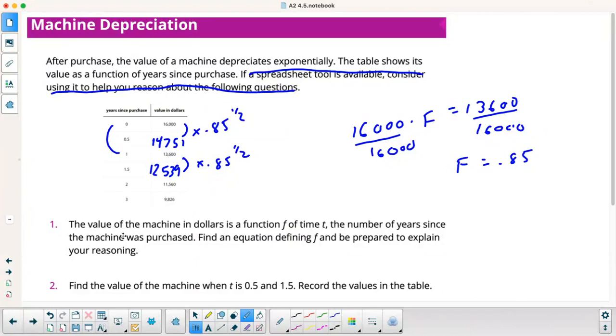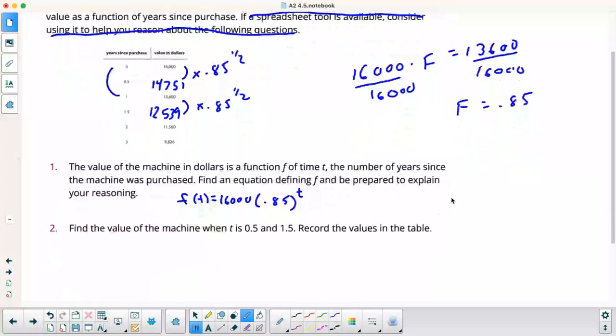I might have already answered it. The value of the machine in dollars is a function of time t, number of years since the machine was purchased. Find the equation defining F. Okay, so my initial value at 0 is 16,000 times my growth factor is 0.85. So we want a function of t time. So I have to use the variables they told me. So I'm going to use t. So it's f of t equals 16,000 times 0.85 to the t. So I found the values here from figuring out my growth factor and dividing it.